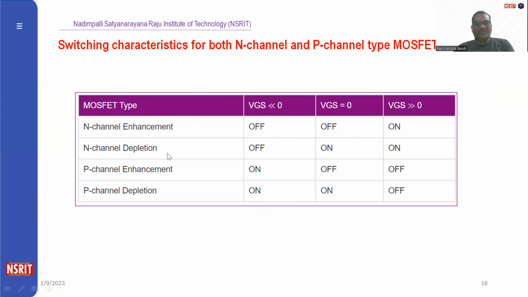For an N-channel depletion MOSFET, VGS less than 0, off. VGS equal to 0, on. VGS greater than or equal to 0, it is on. P-channel MOSFET, VGS less than 0, on. VGS equal to 0, off. VGS greater than or equal to 0, off. P-channel depletion, VGS less than 0, on. So these are the operations of different types of transistors for different values of VGS.